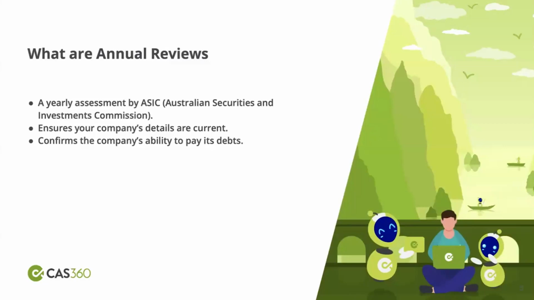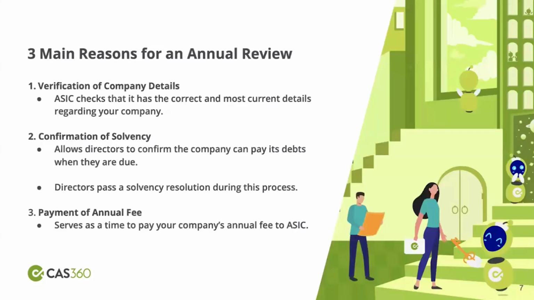So just quickly, what's an annual review? Most people here, I'm sure, are aware that it's a yearly assessment by ASIC to make sure that the company's details are correct, and to confirm the company's ability to pay its debts. The three main reasons for these annual reviews, like I just mentioned: verify the company's details. So we're talking about the shareholders, the officers, and address.